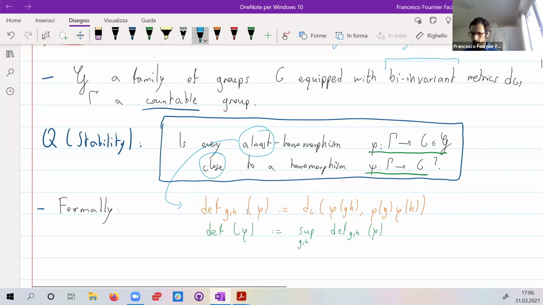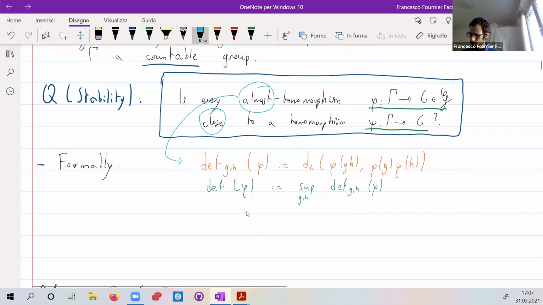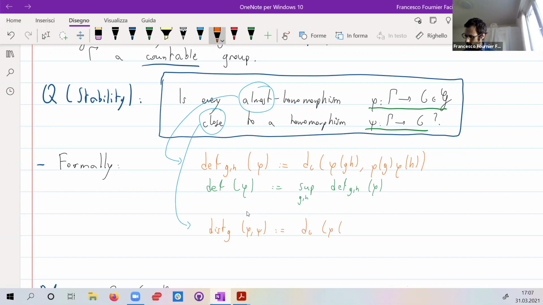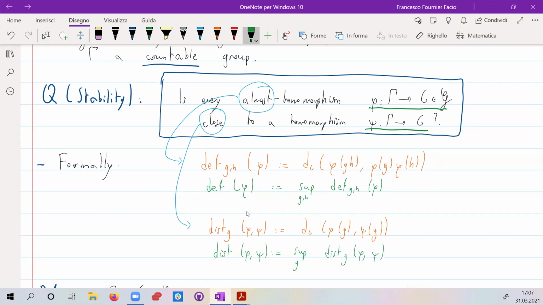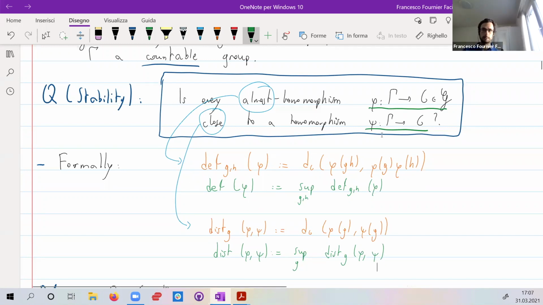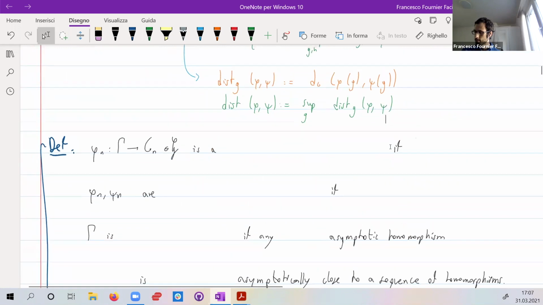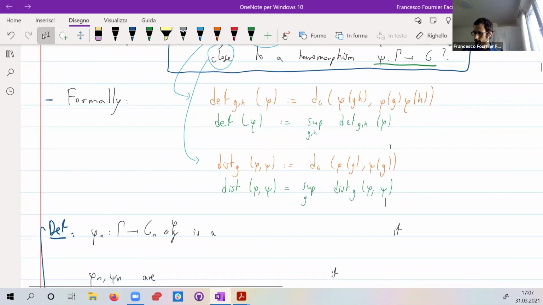And similarly, when we talk about closeness, we have two notions, a local and a global one. One is the distance at g between phi and psi, which is just the distance between phi of g and psi of g. And then you can ask for the uniform notion as well. Okay. And you take this psi to be an actual homomorphism, right? Yes, in this case, you take psi to be an actual homomorphism. You can talk about it for any two maps. And yes, exactly.